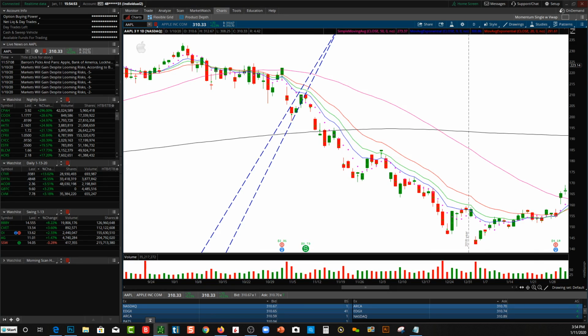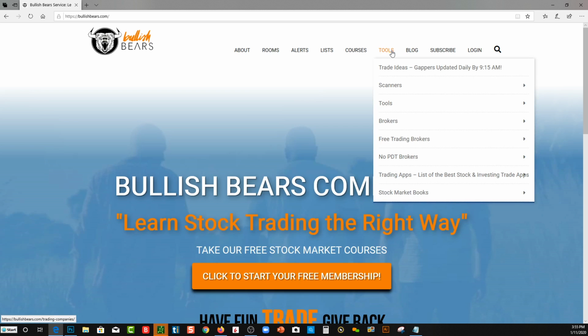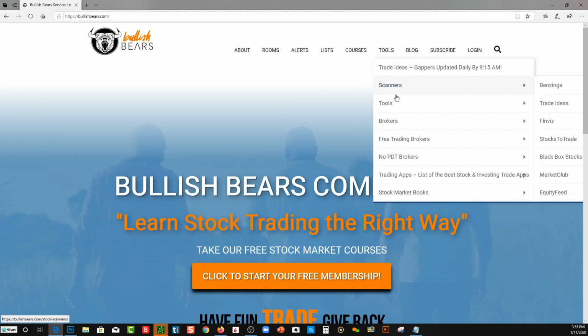That's a whole other thing, connecting those peaks and those valleys using trend lines. Again, one of our favorite tools to use is Trend Spider. If you go over to our website, right up here, bullishbears.com, under the tools section, you'll see Trend Spider. It's an awesome tool, really great for swing trading, and it does trend lines automatically for you. You can take a look at our review over in here.